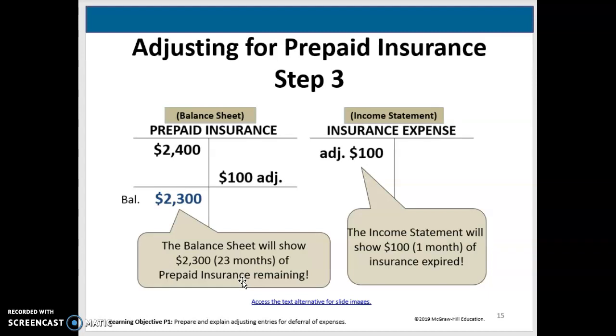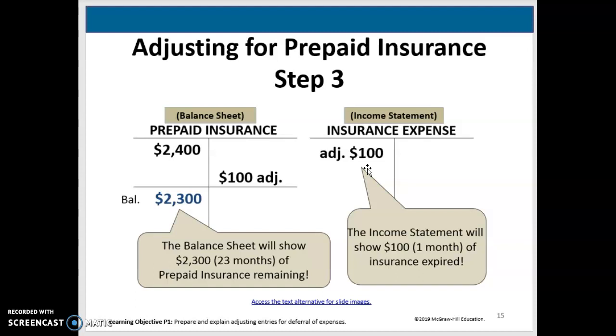So this is what we see here. We have an adjustment now. We have a balance in prepaid insurance of $2,300. There's 23 months of prepaid insurance remaining. We've now debited insurance expense, and our insurance expense has increased by $100.